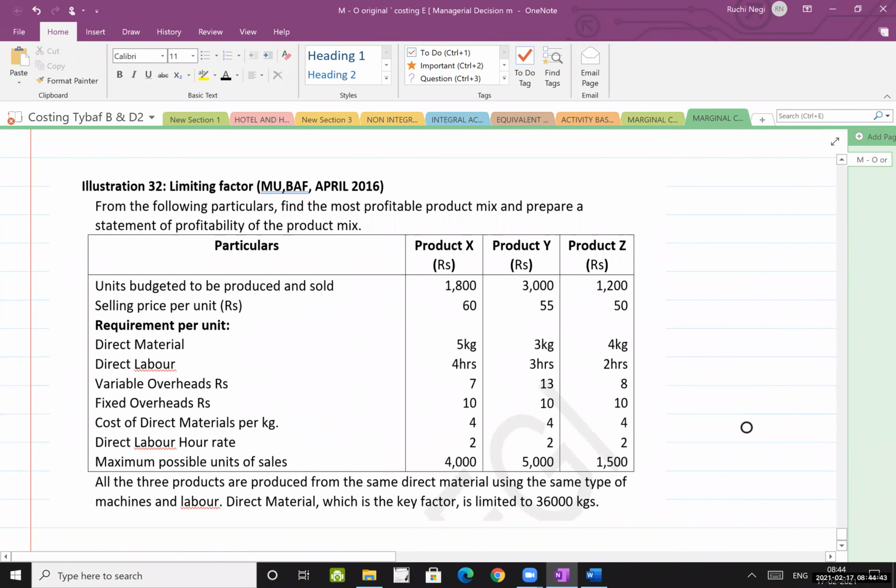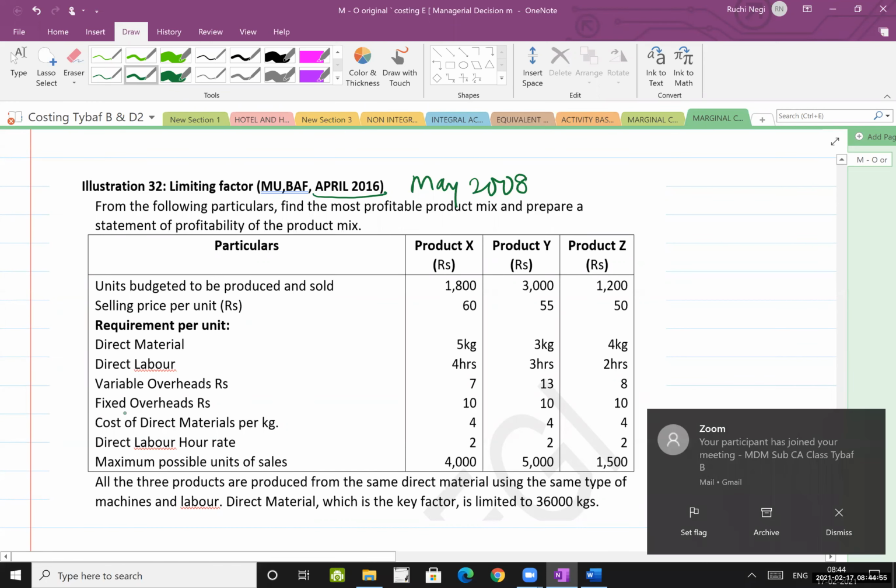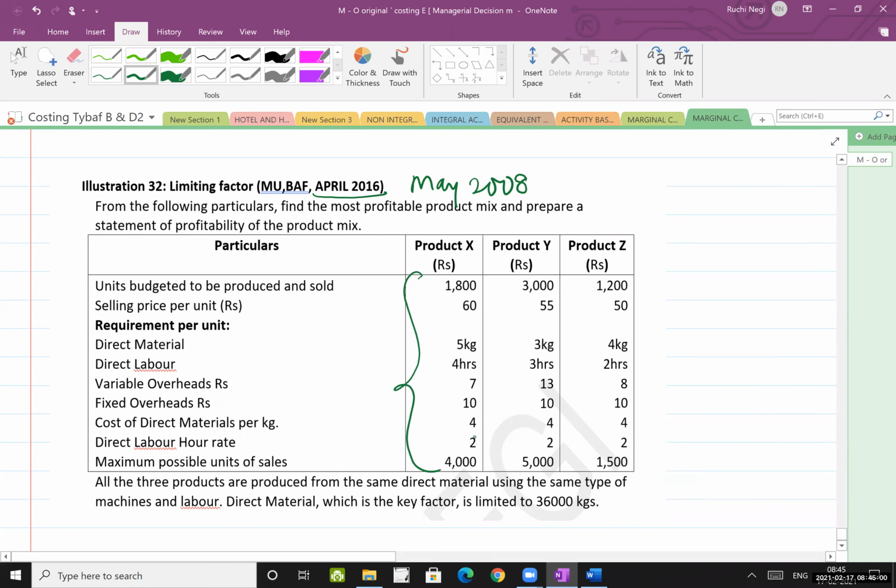See this. May 2008 and April 2016. See, the questions were similar. It was a similar question. See, पूरा sum आप देखोगे ना, यहाँ से लेके यहाँ तक पूरा sum same है, except the last part. Your direct material is the key factor, and in that sum, labor was the key factor. Can you see the relevance in the sum? Just acknowledge it in the chat box.